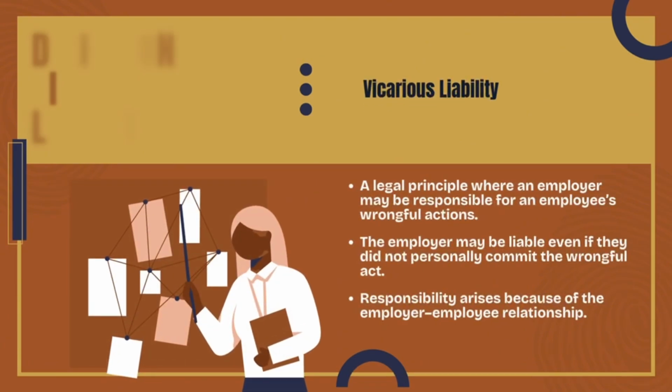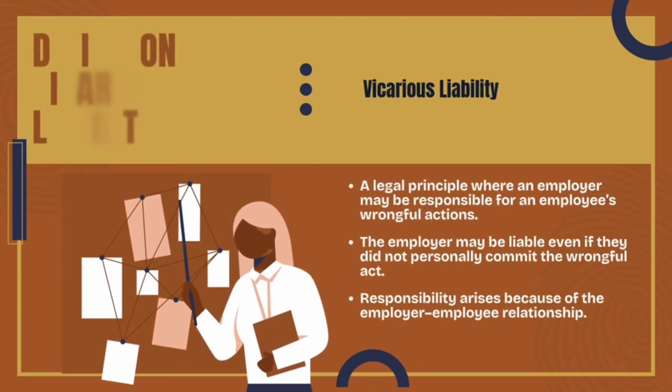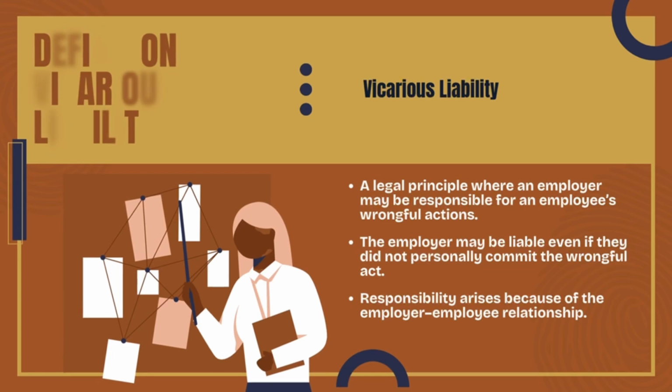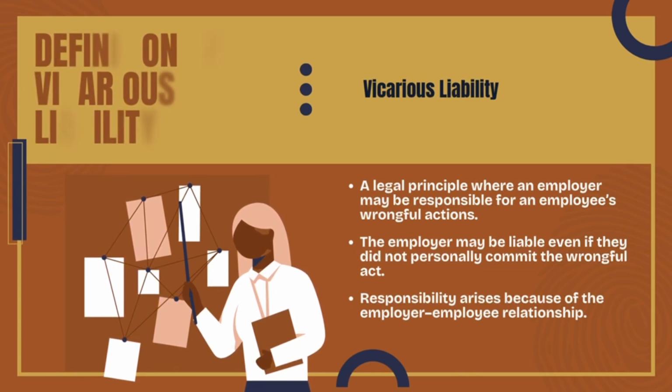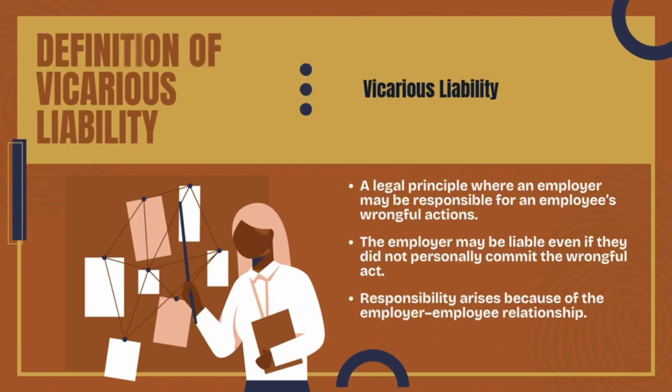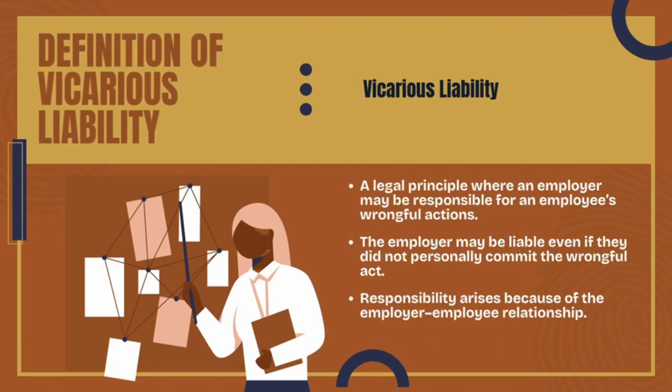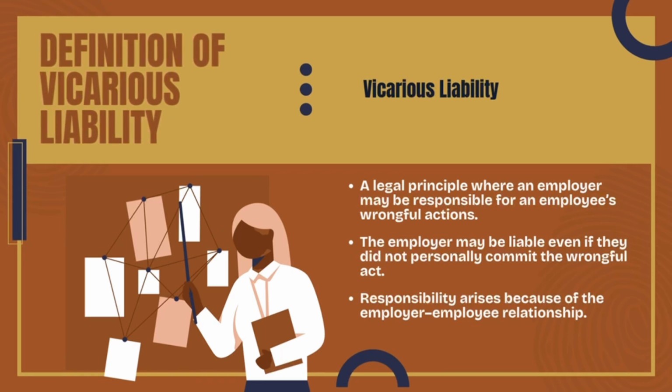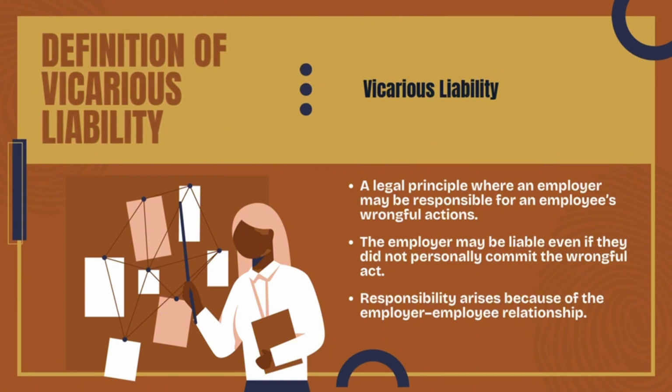So, the definition of vicarious liability. Vicarious liability means an employer can be responsible for a wrongful action or mistakes made by an employee while doing their job. In simple words, if an employee causes harm to someone while carrying out their duty, the employer will also need to take responsibility even though the employer did not directly cause the problem.